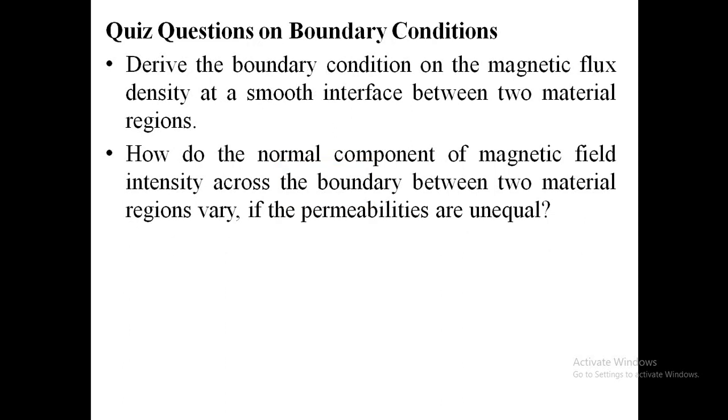Quiz questions on boundary conditions. Derive the boundary condition on the magnetic flux density at a smooth interface between two material regions. How does the normal component of magnetic field intensity across the boundary between two material regions vary if the permeabilities are unequal?